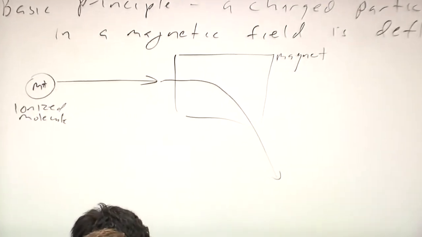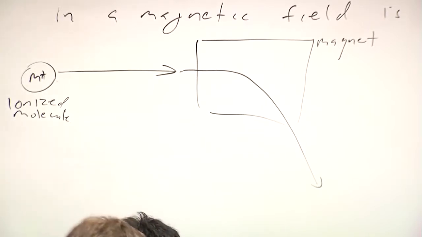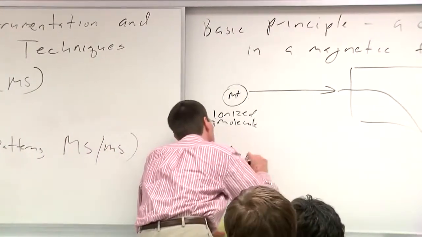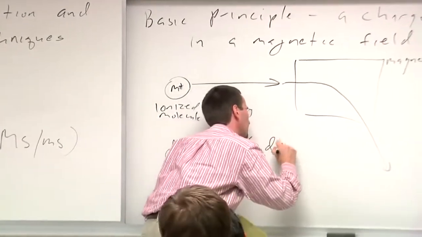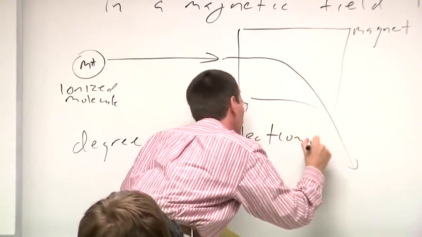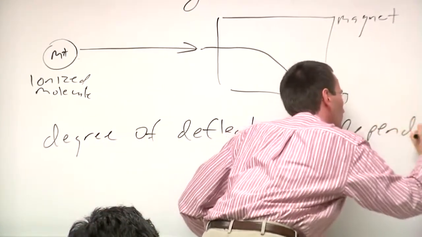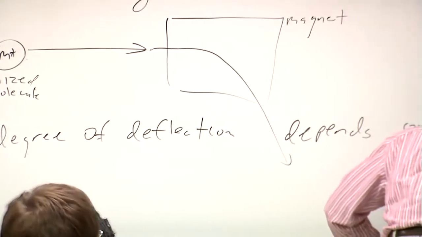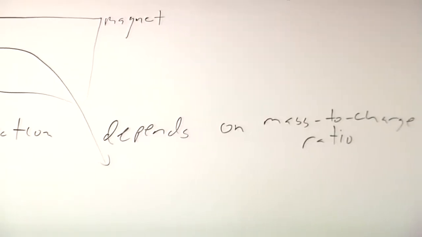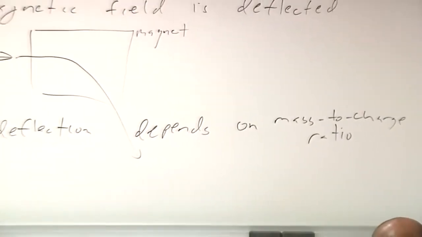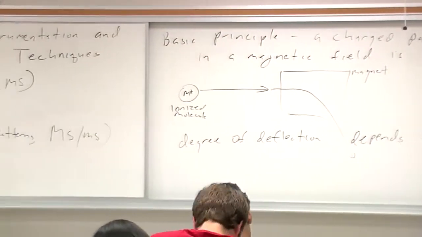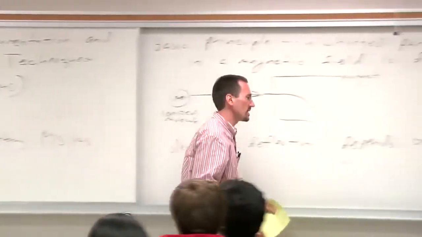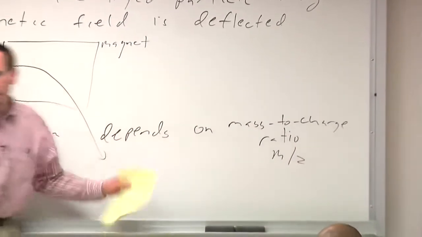You have a force on it, right? It's all that right-hand rule stuff from physics. The degree of deflection depends on the mass to charge ratio. In other words, any given particle, whether it has 20 AMU and one charge or 40 AMU and two charges, is going to get deflected the same amount. So it's the mass to charge ratio that you're seeing on the x-axis, not M, not mass.